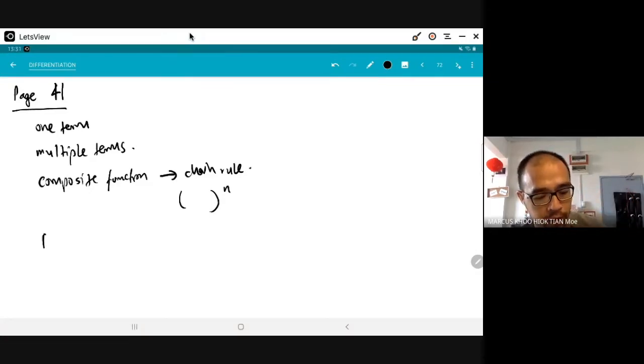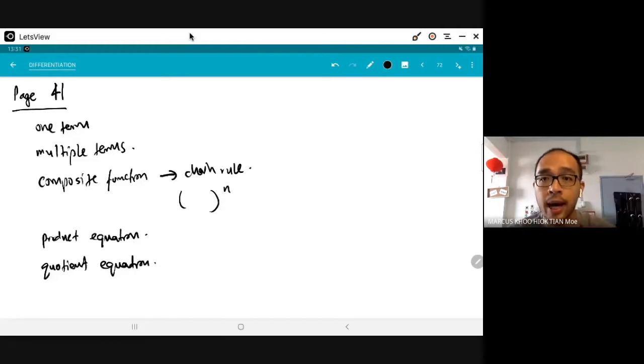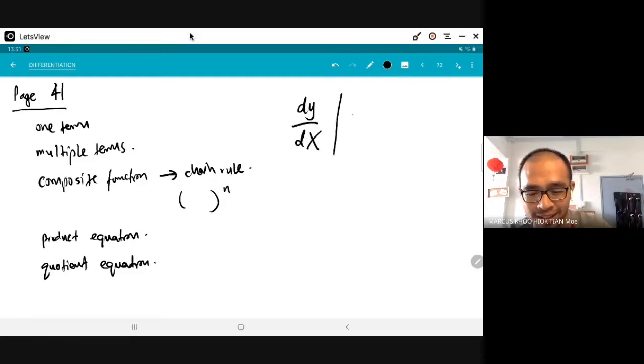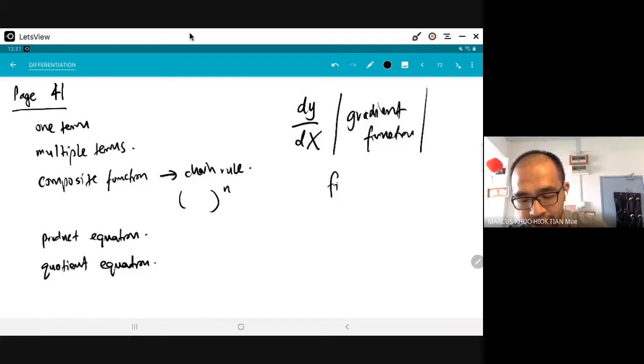And then after that, we have the product equation. Okay, and finally we have the quotient equation. Okay, so far kita hanya menengok kemahiran-kemahiran lah how to differentiate. Okay, just to remind you, differentiation is mencari dy dx. Okay, alias juga dikenali sebagai the gradient function. Okay, alias juga dipanggil sebagai the first derivative.